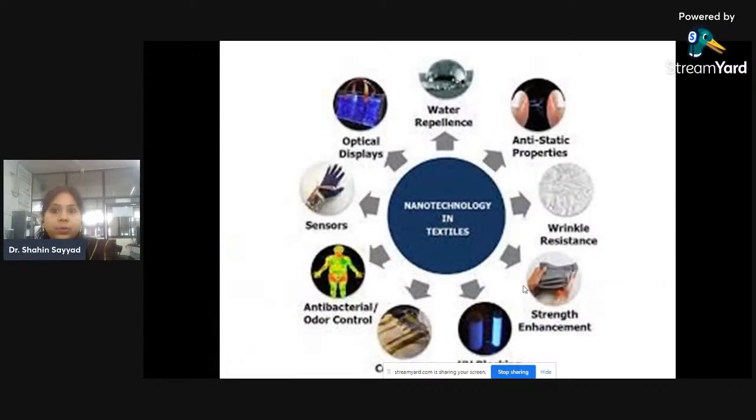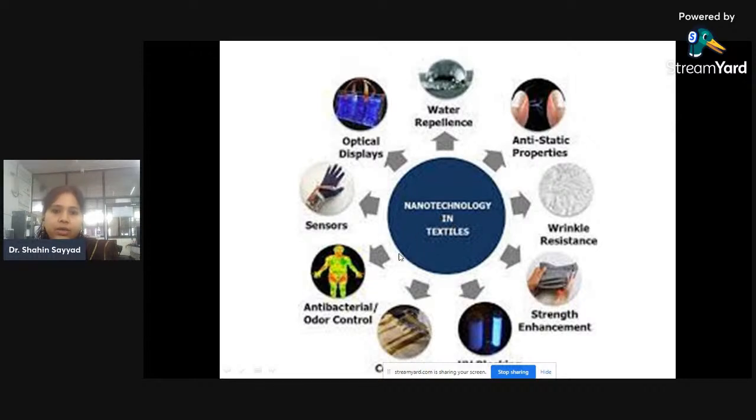Nanotechnology has a vast application in textiles. Nowadays we are wearing shirts which are wrinkle free, and it is possible because of nanomaterials. Because of nanomaterials, we can fabricate a shirt which is wrinkle resistant. We are wearing shirts which don't absorb water, which have the properties of being water repellent. How is it possible? Because of nanotechnology and nanomaterials.